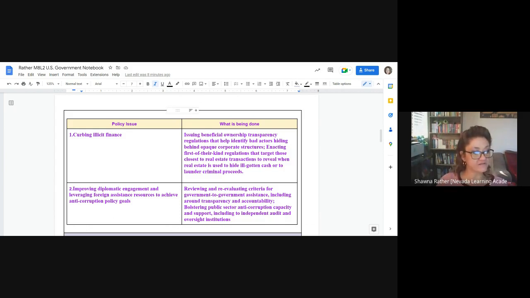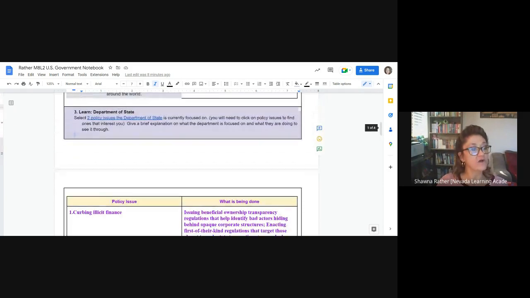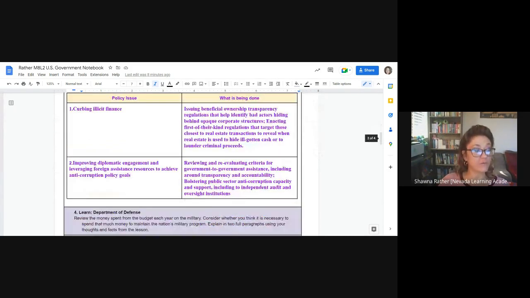So there's my two policy issues, and I have given you at least 4 complete sentences, which means I meet the requirement on the rubric for the Department of State portion.